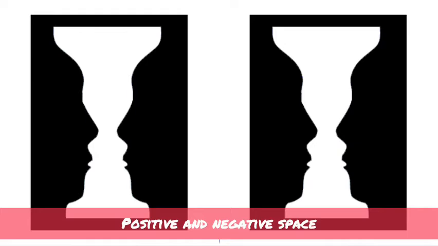So in this example, we can see two faces in a vase. We can see the vase, and the faces. So that constitutes a positive and negative space. Again, as I said a while ago, positive and negative space gives off this feeling of mystery to particular artworks.